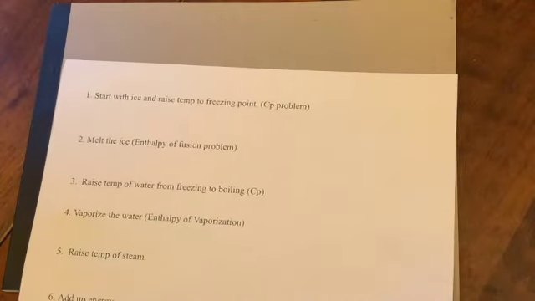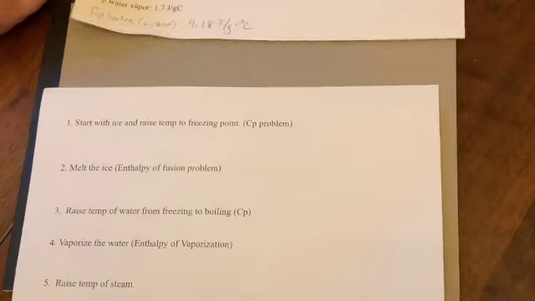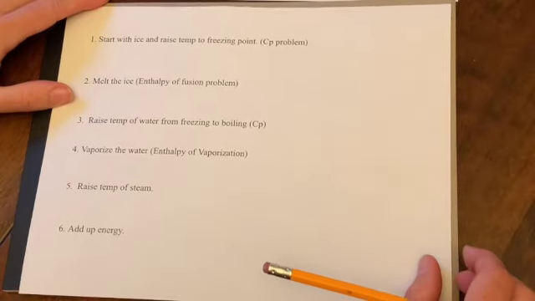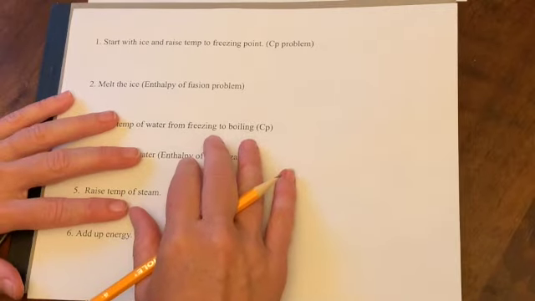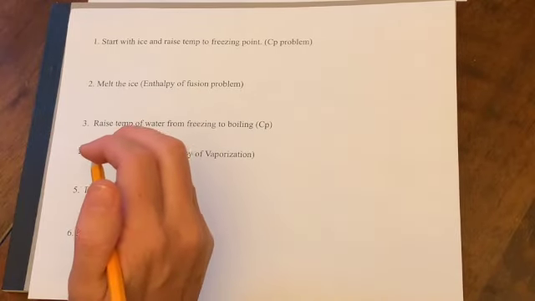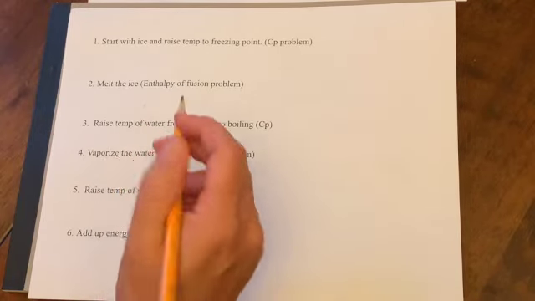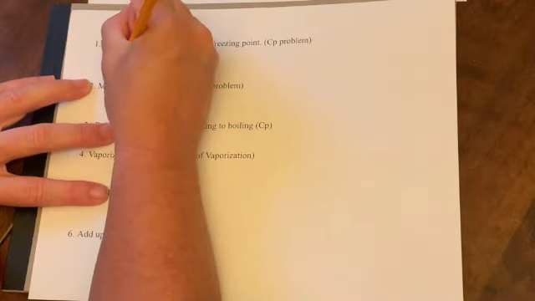All right, I'm going to pull back the sheet that has the constants because we might be using those. What we're going to do is start with the ice and raise the temperature to the freezing point. So let's see what this problem is going to look like. All right, so Q.